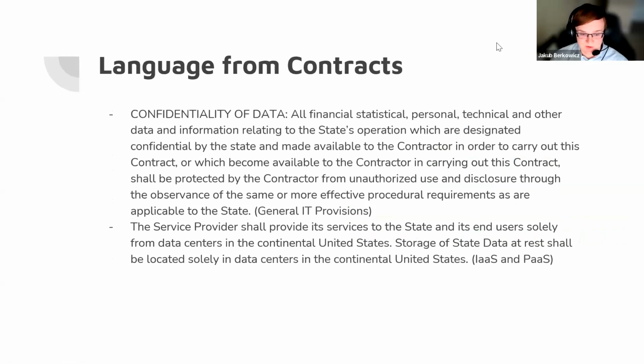So the first one comes from the general IT provisions, where confidentiality of data is a significant part. It requires the specific type of information relating to the state's operation that's designated by the state. If it's available to the contractor, they have to keep it secure. And the second clause is looking at infrastructure as a service and platform as a service. You have to have this data stored within the US. So the second clause, the contract there, has significantly more personal data protection, and this is just one example of it. They want the servers in the US to keep them under US jurisdiction, but also so the servers cannot be physically penetrated as easily by foreign entities.